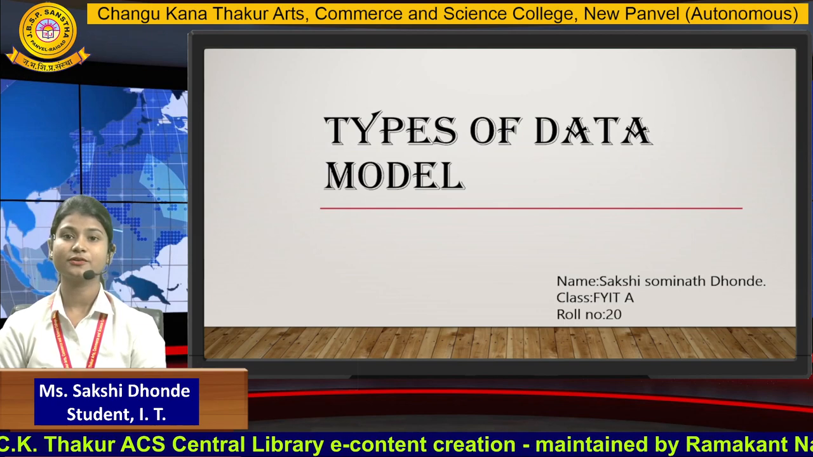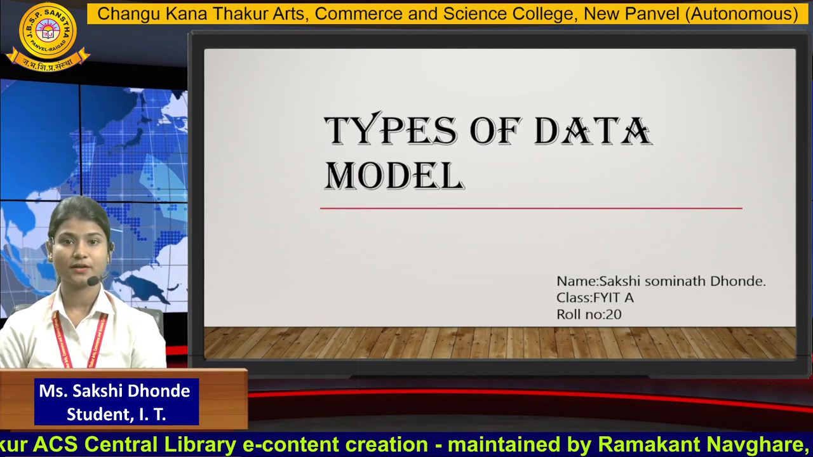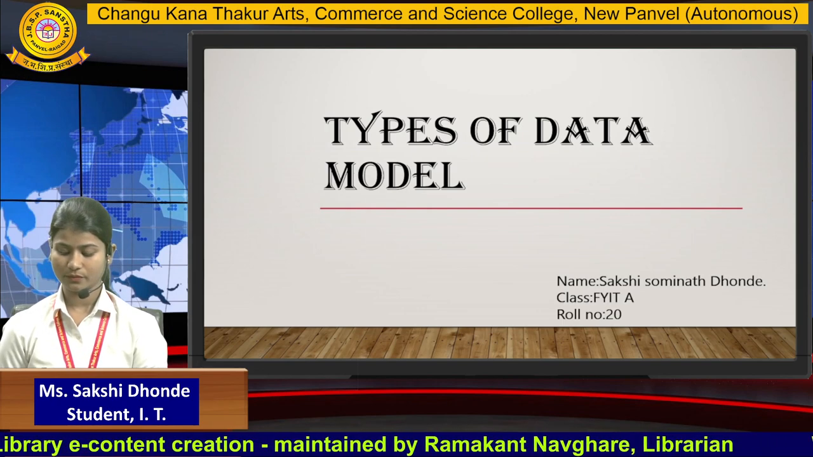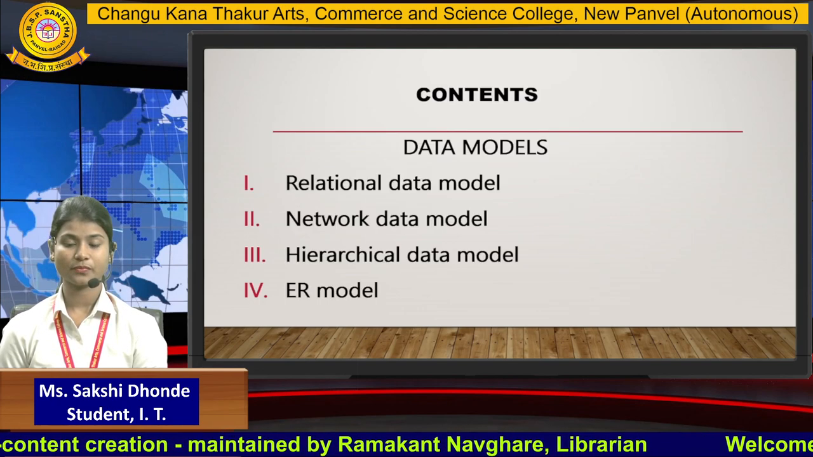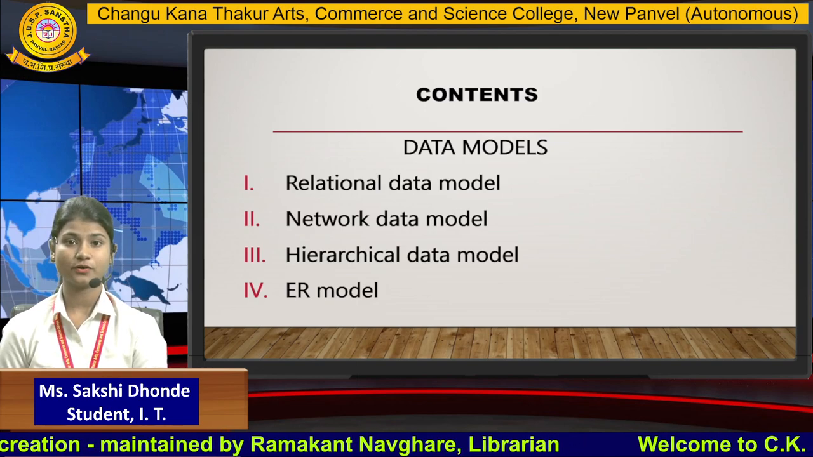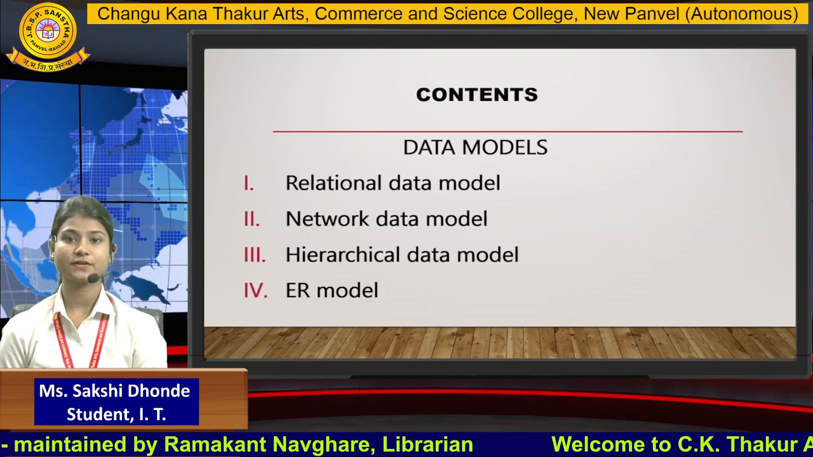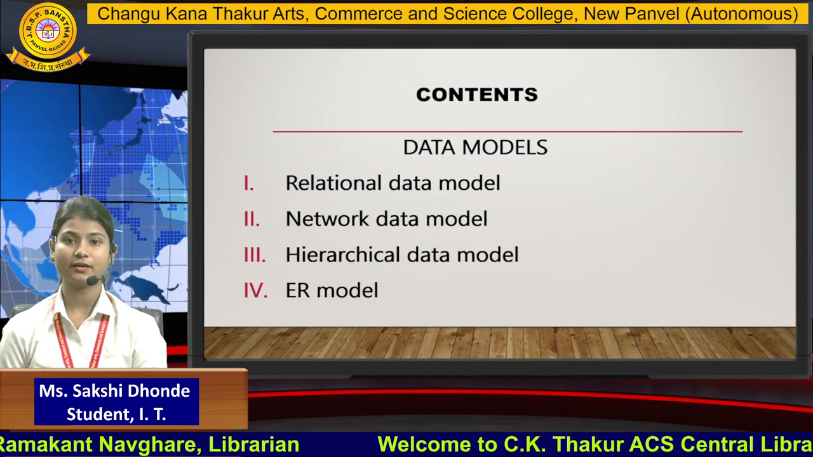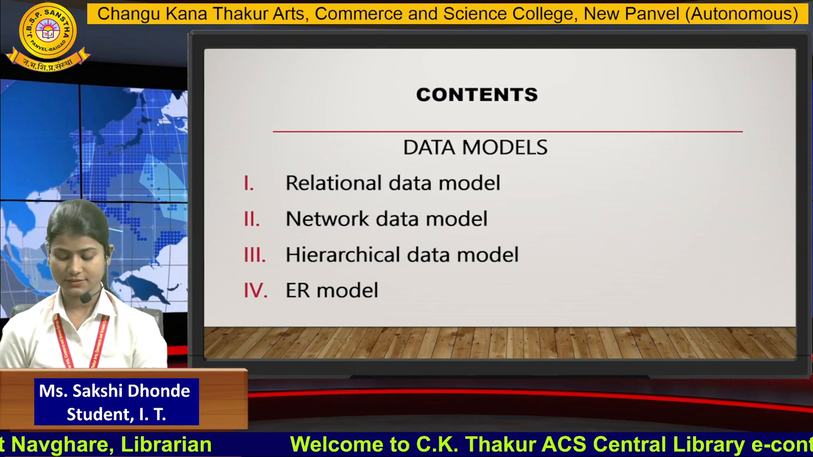Today we are going to discuss types of data models in DBMS. So let's start. There are four types of data models. First one is relational data model, second is network data model, third is hierarchical data model, and fourth one is ER model.